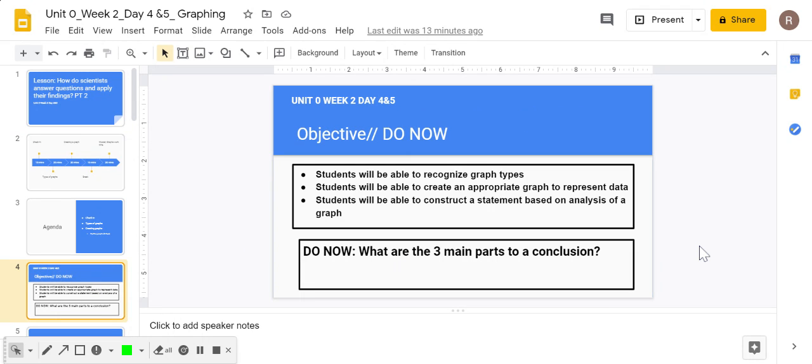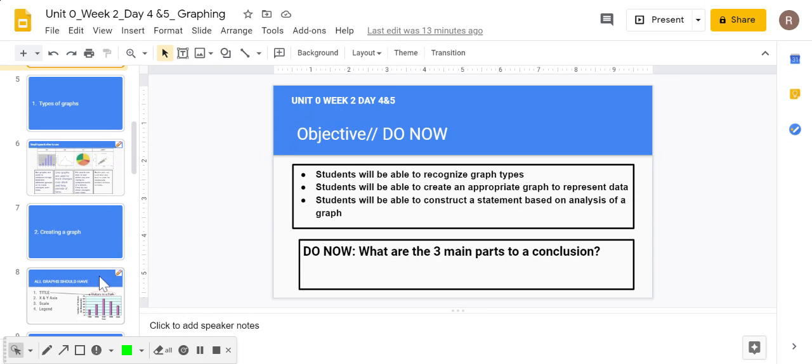So your objective for today is that you will be able to recognize different types of graphs, that you will be able to create an appropriate graph to represent your data, and that you will be able to construct a statement based on the analysis or looking at a graph. And so we will do the do now in class.